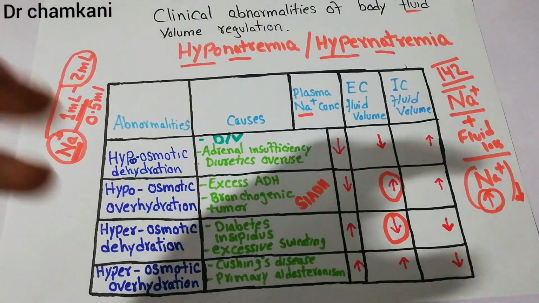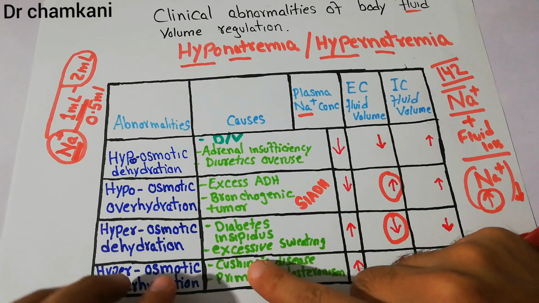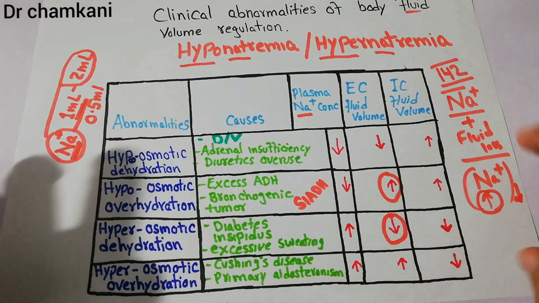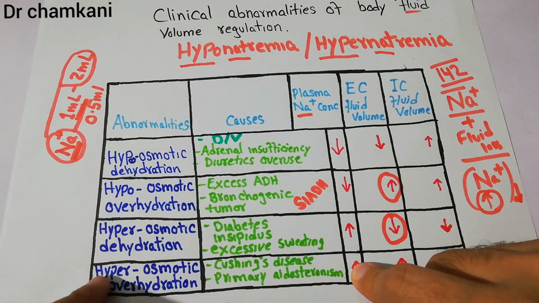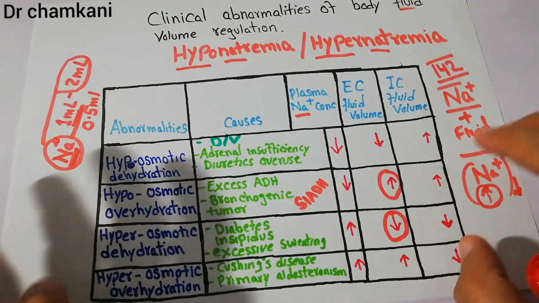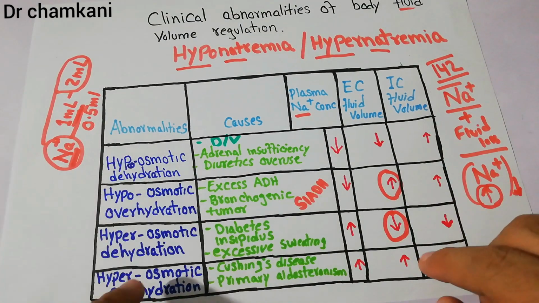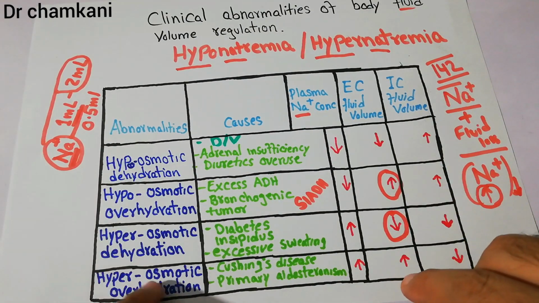Now, another condition in which the sodium and fluid both are absorbed, like Cushing's disease and primary aldosteronism, are those conditions which will increase the osmolarity and they will increase the hyper-osmotic condition. Along with that, they will absorb a lot of fluid and they will cause overhydration. So they cause hyper-osmotic overhydration.